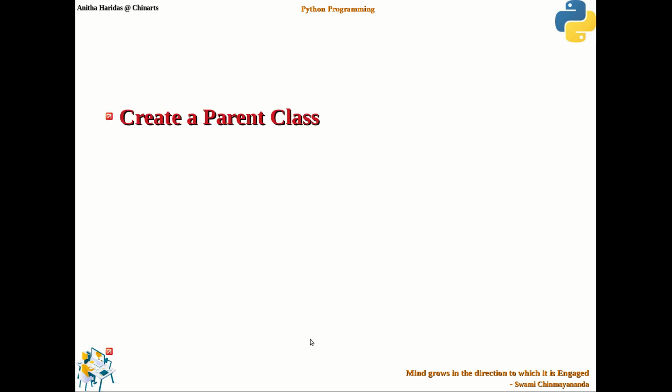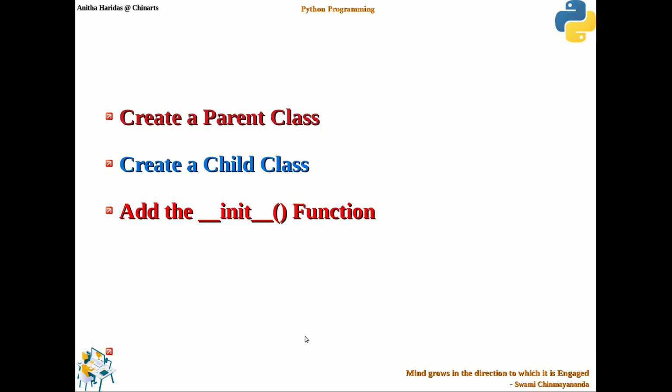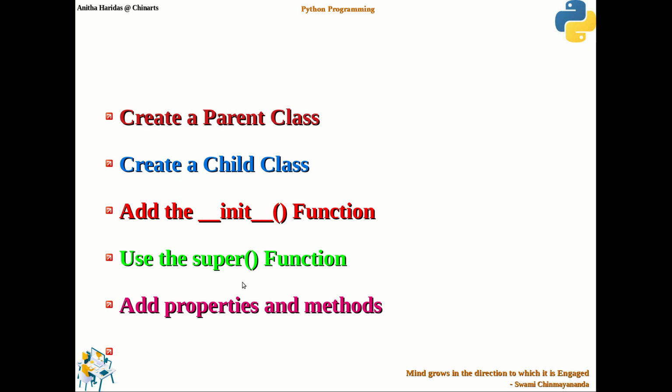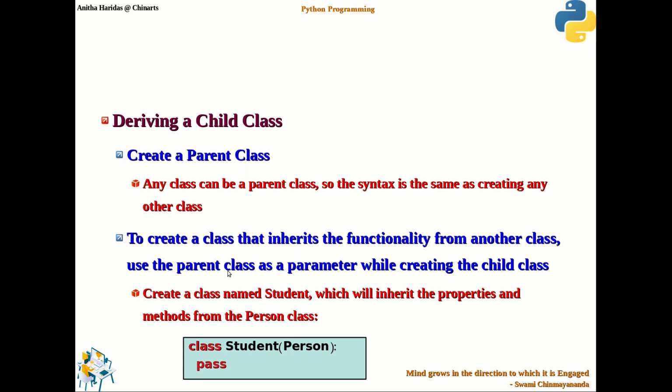So how do you achieve inheritance? You can create a parent class, then you can create a child class and add the init function, which is nothing but the constructor, and use super. Whenever you want to invoke the base class constructor or the parent class constructor in the child class, you are going to use the super function, and then you can go for adding the properties and methods. So this is how we are going to derive a child class. We will be discussing inheritance in detail. I am just touching upon what inheritance is.